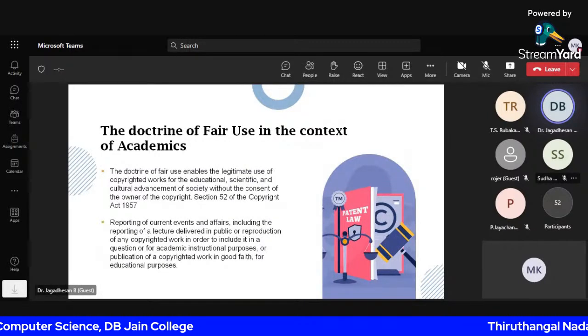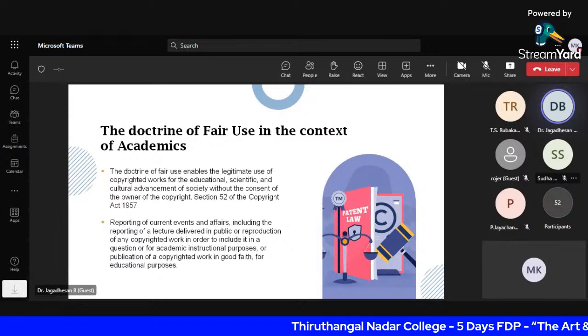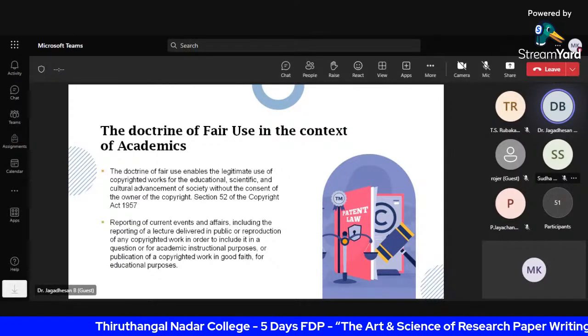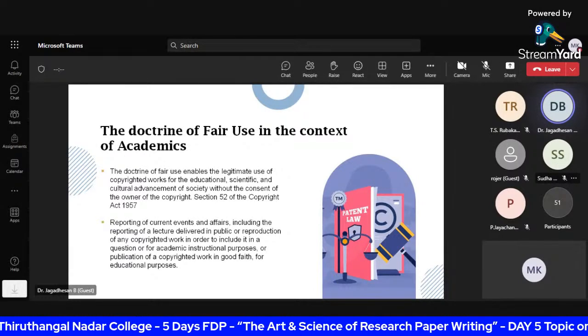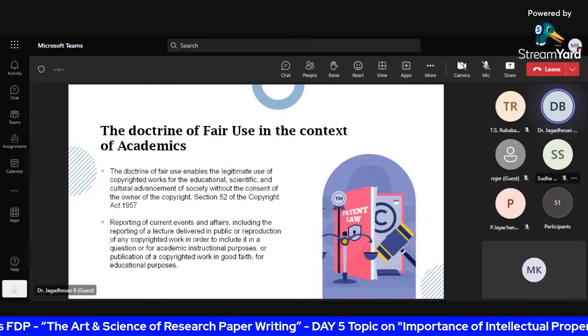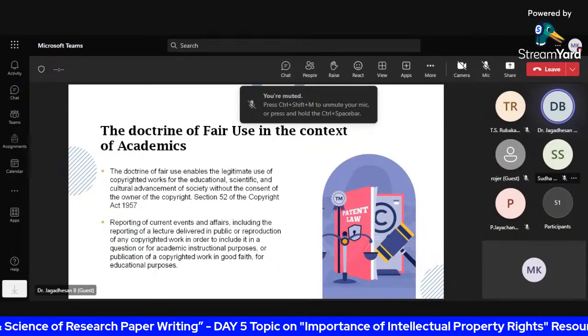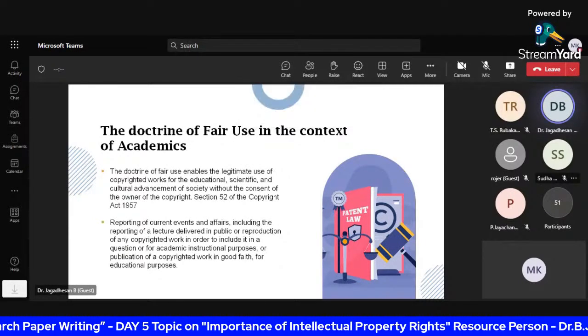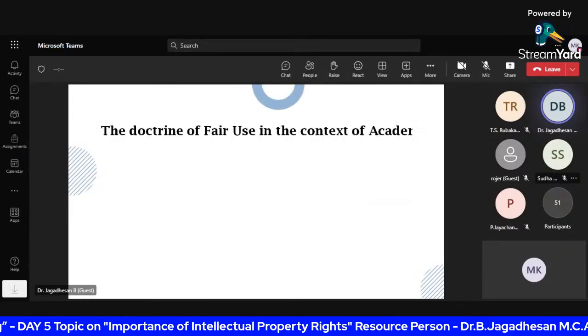Repeatedly they say educational purpose or research purpose or good faith, it will be acceptable and applicable. Suppose you are using it for an unethical purpose, or financial benefit or commercial purpose, at that time they can take action and provide the legal context.